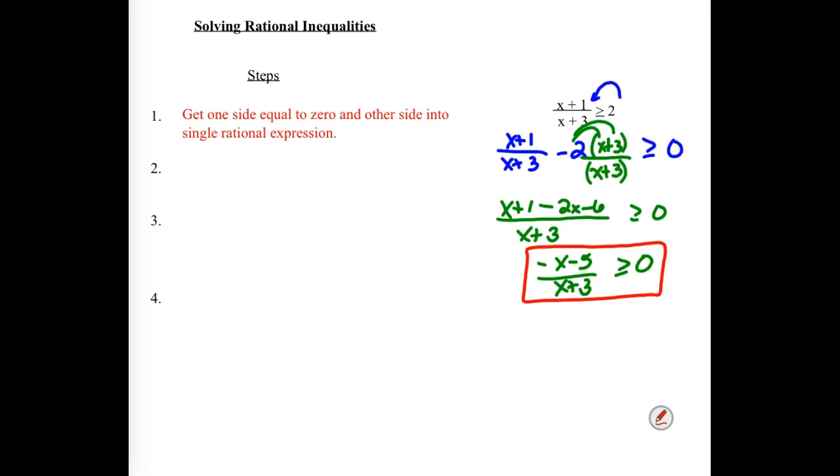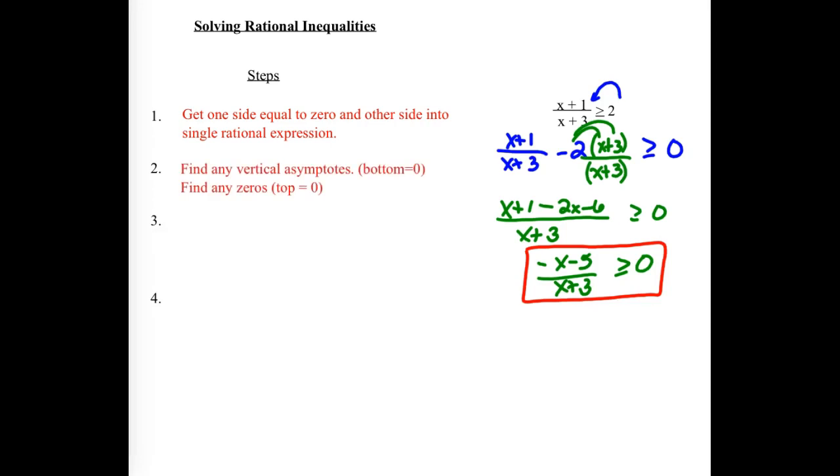Okay? Questions about what we just did there? I subtracted the 2 over, and then I multiplied to get a common denominator. And I combined like terms. Okay with that step?